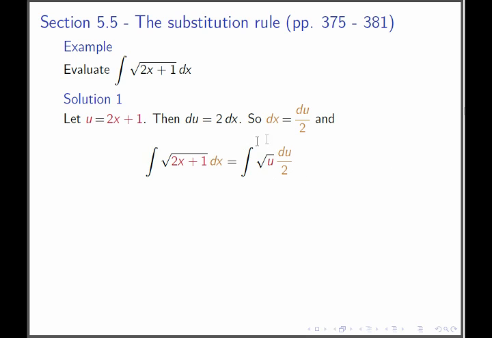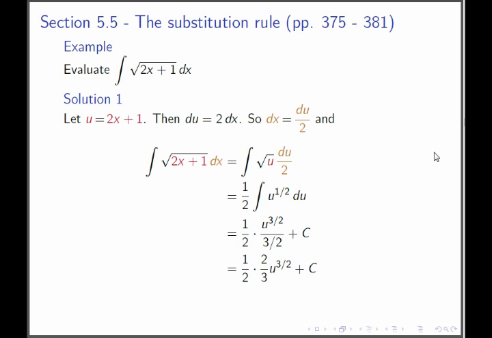Now this is a simpler integral. We can factor out the 1/2 and rewrite square root of u as u to the 1/2, and now use the power rule. Don't forget to simplify, and then back substitute. At this stage we need to look at our answer here and replace u with 2x plus 1. And so this is what we get.